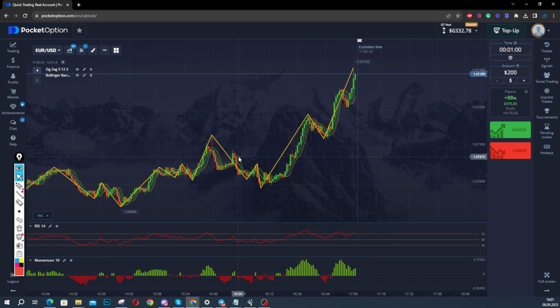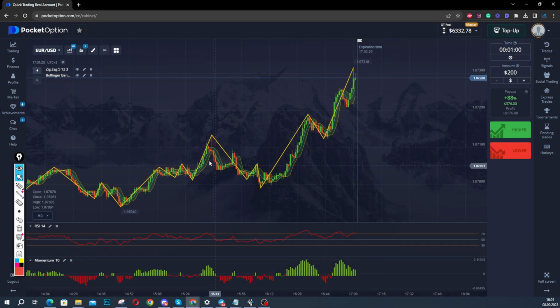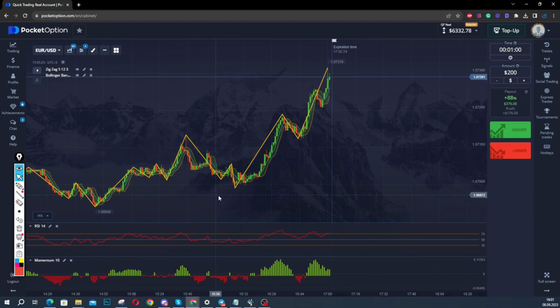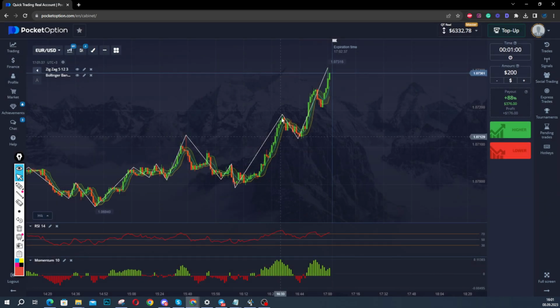Here we have to change the settings, because now we see that you can't do anything with it. But we want to change the color here also. Let me change it to white, and we make it like this so we can see it much better.